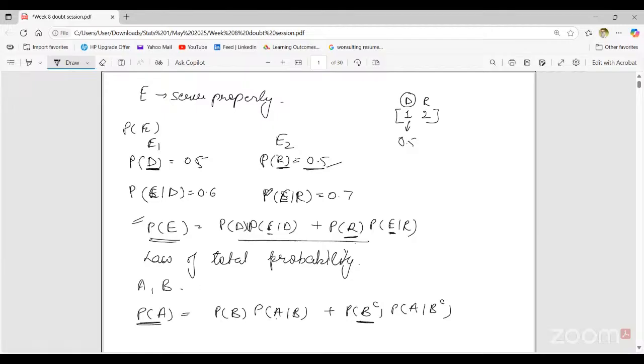So I am taking the condition that they are serving properly. You are taking Divya has served and then Rohan. But what if both of them are serving properly? No, we can't take them. We will be taking the individual things.